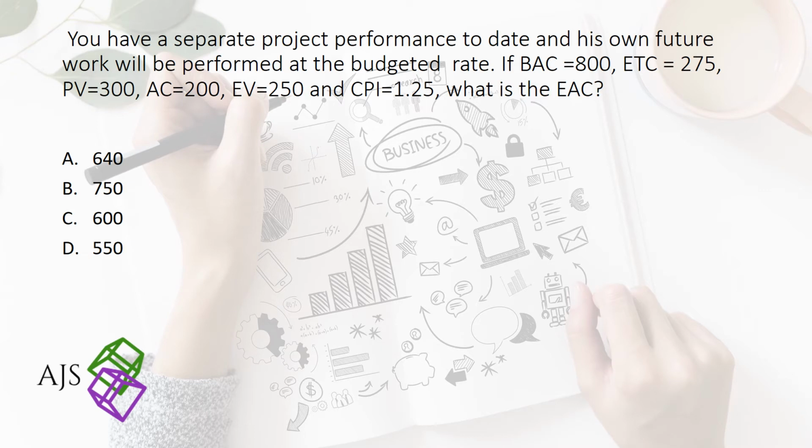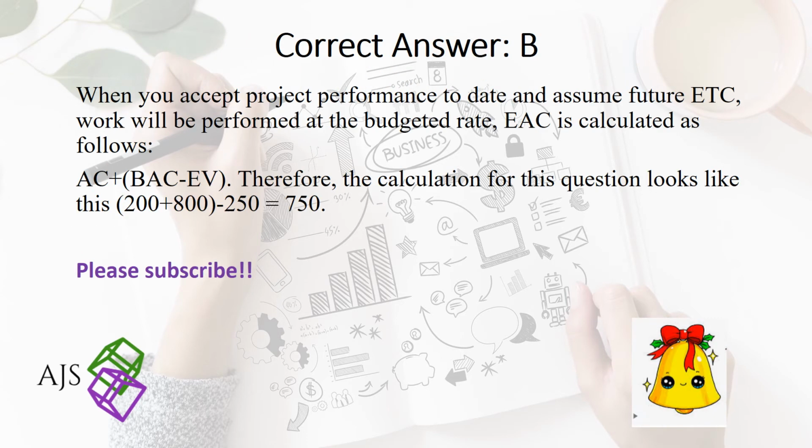You accept project performance to date and assume future work will be performed at the budgeted rate. If BAC is equal to 800, ETC is equal to 275, PV is equal to 300, AC is equal to 200, EV is equal to 250 and CPI is equal to 1.25. What is the EAC? A 640, B 750, C 600 or D 550? And the correct answer is B.